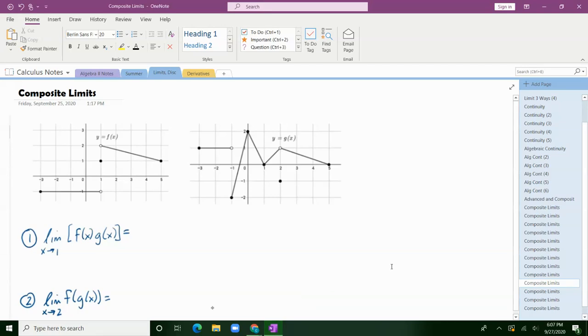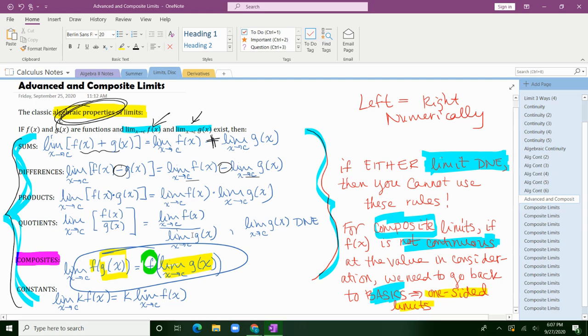Hello everybody, here is the second part of the advanced limits video. So in the first part of the video, we talked about these limit rules here, and we focused mainly on composite limits or compositions. So in this video, we're going to talk about sums, differences, and products.